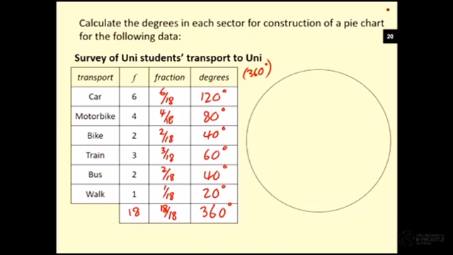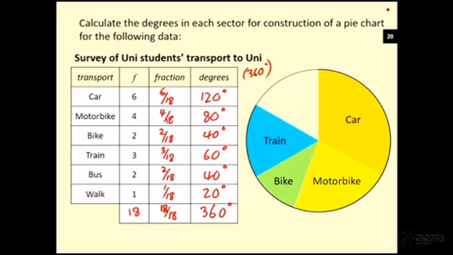And then the bit that we don't need to bother about is, that's 120 degrees, okay? 90 degrees will be about here, so that's 120. 80 degrees for the motorbike, 40 for the bike, 60 for the train, 40 for the bus, and 20 for walk. But if we could fill in a table like that, we're sorted. The pie charts are sorted.